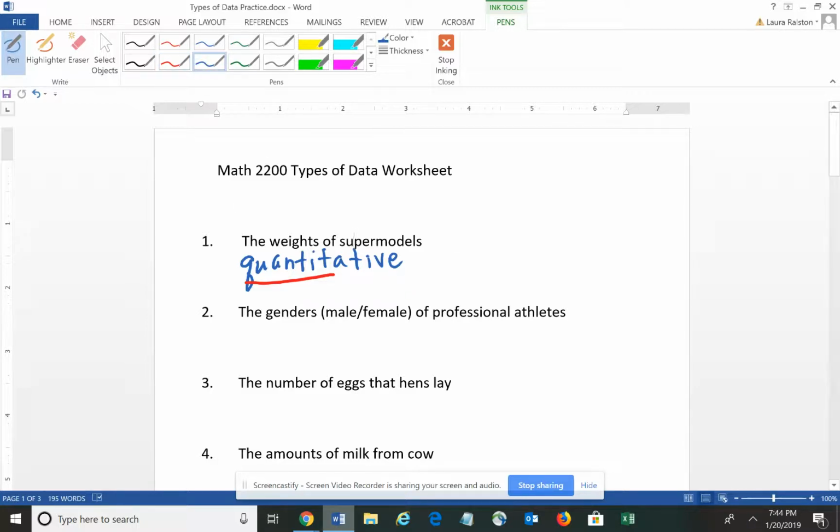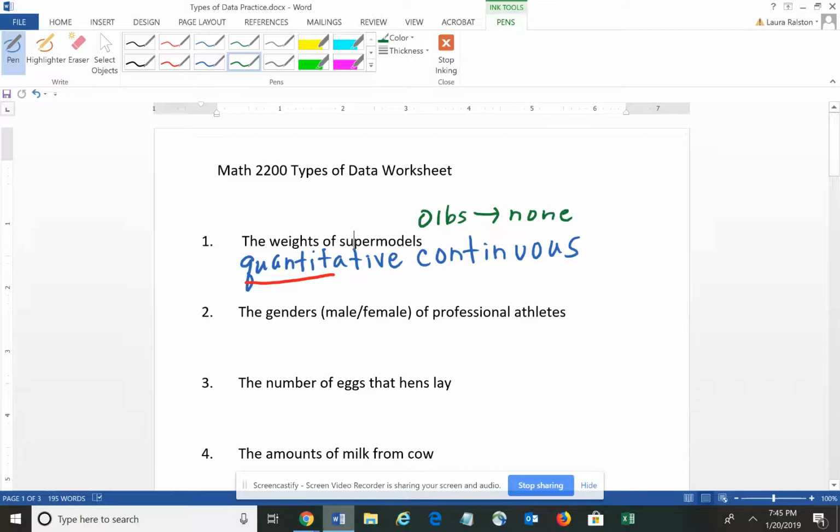I then have to decide if it is discrete or continuous. In this scenario, typically when we state our weights, we state them as whole numbers. However, you could weigh half a pound. When infants are born, we think about it as 6 pounds, 6 ounces. So that actually means, because you are using some sort of measuring tool, that it is going to be continuous. So weights would be quantitative and continuous.